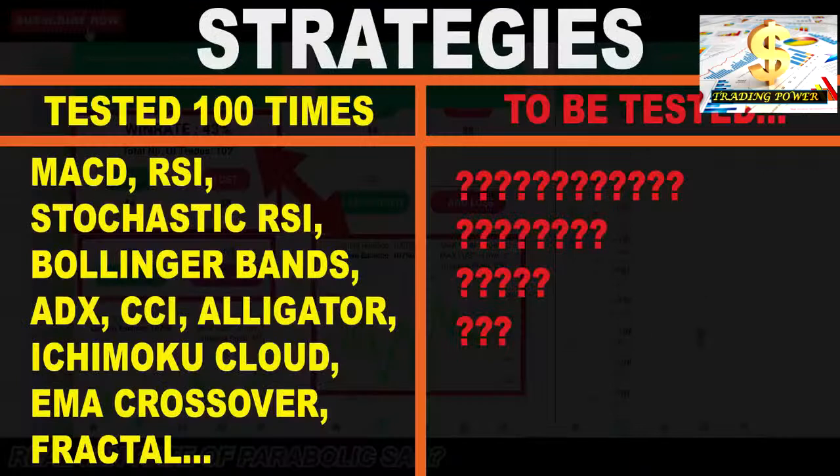The MACD and Bollinger Band strategy that I tested 100 times had good win rates. Check out my MACD video if you want a better strategy. Or check out the Ichimoku Cloud strategy video to see its real win rate.